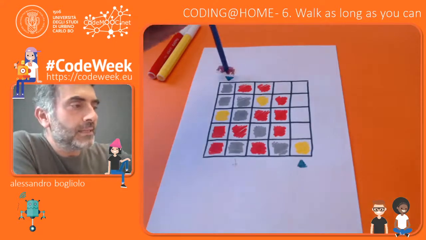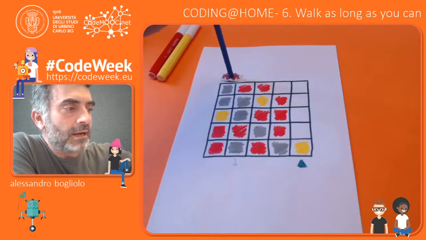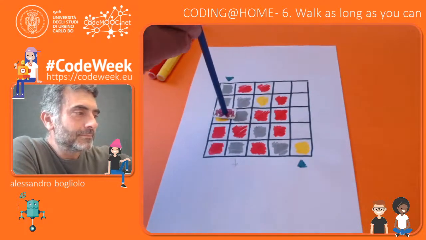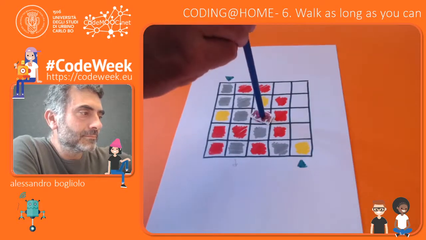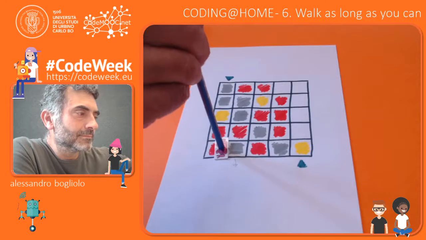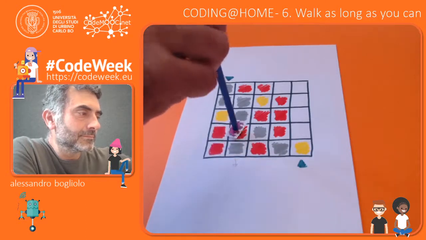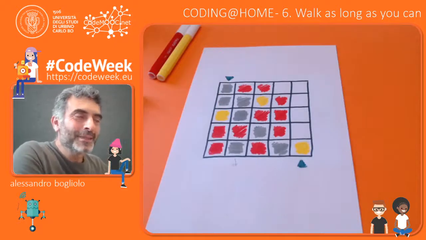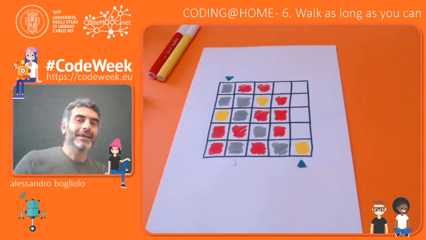So in this case, let's see how long is my path. 1, 2, 3, 4, 5, 6, 7, 8, 9, 10, 11, 12. Much shorter. So Anna won the game.